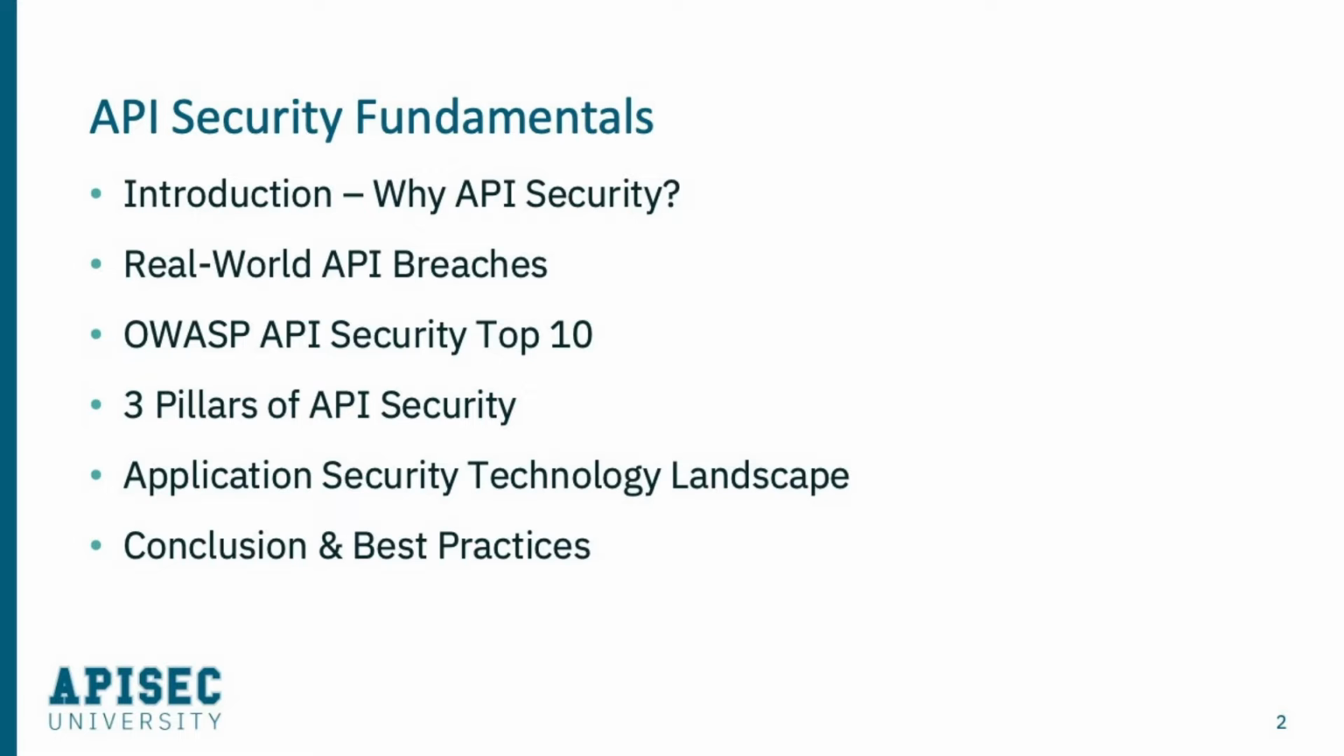From there, we'll talk about the application security technology landscape. There are a ton of different tools around API or around security in general. And we'll talk specifically about the application security space and the various technologies that exist, what they give you, and where there are gaps that you need to be aware of and to address. And then we'll wrap up with a few concluding thoughts and best practices.